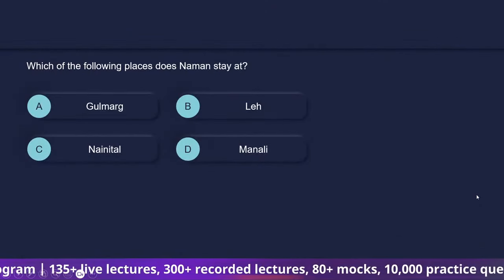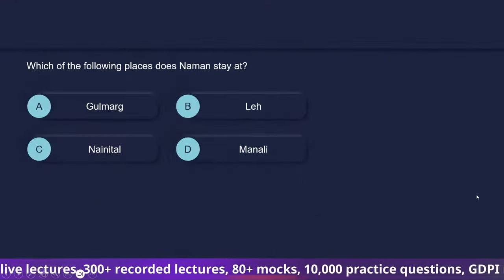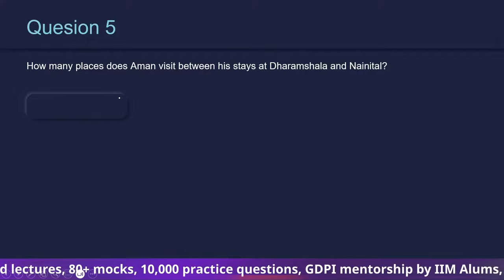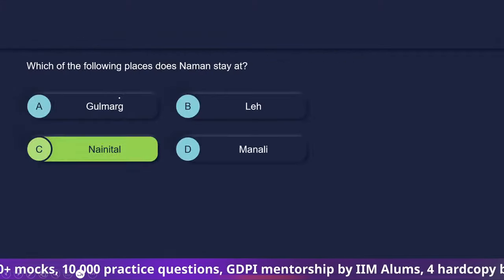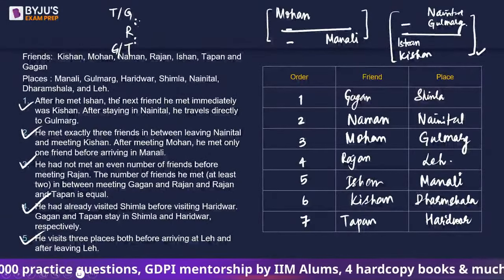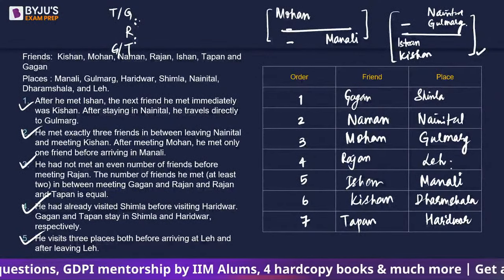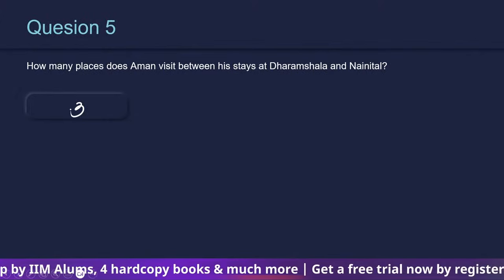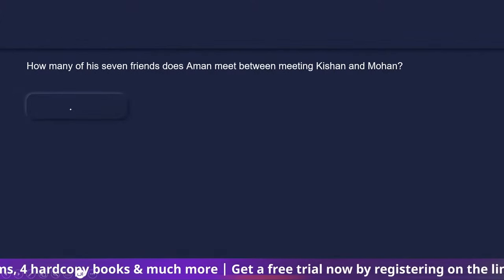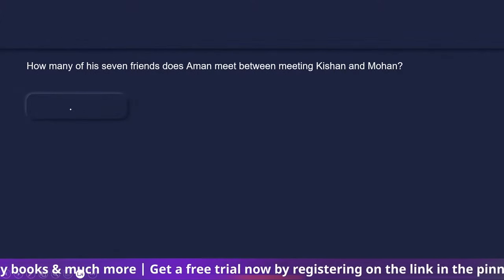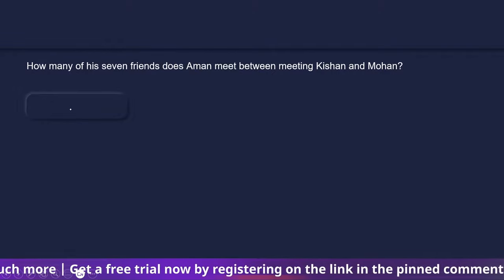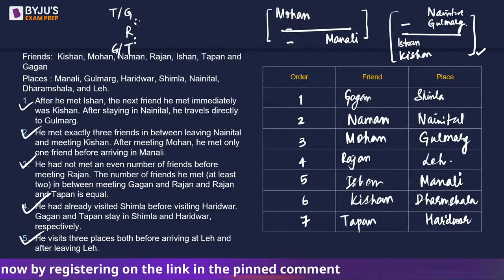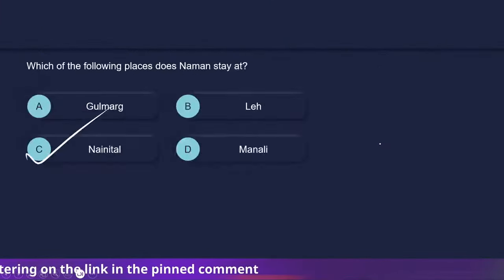Which of the following places does Naman stay at? Naman stays at Nainital. How many places does Aman visit between his stays at Dharmshala and Nainital? Between Dharmshala and Nainital, he stays at 3 places, Gulmarg, Leh and Manali. So 3 is going to be the answer. How many of his 7 friends does Aman meet between meeting Kishan and Mohan? Between Kishan and Mohan, 2 friends, Rajan and Ishan.